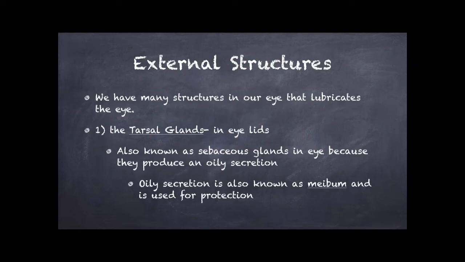The first gland that we're going to talk about that lubricates the eye is actually located inside the eyelids. So the eyelids, like I said, close over your eye, and on the inside part of your eyelid, you have something called tarsal glands. And these glands are known as sebaceous glands because they produce an oily secretion. Usually you'll learn about sebaceous glands on your skin because they secrete oil. And these oil secretions have another name, and they're called meibum. And this is also used as a form of protection.